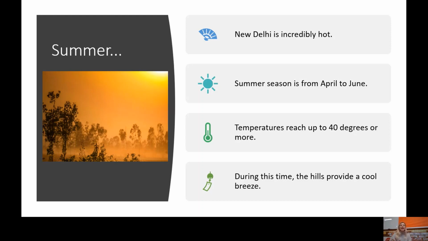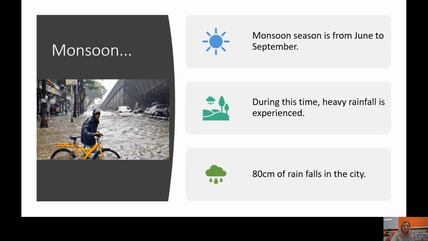The next season, so the second season that New Delhi and India experience is their summer. Their summer is incredibly hot, okay? And it happens from April to June. Now, their temperatures in an Indian summer get up to about 40 degrees or more. So bearing in mind, our summers get to about the mid-20s, maybe 30 degrees, their summers get up to 40 degrees or even more. So during this time, a lot of people will go up to the hills because it's much cooler up there.